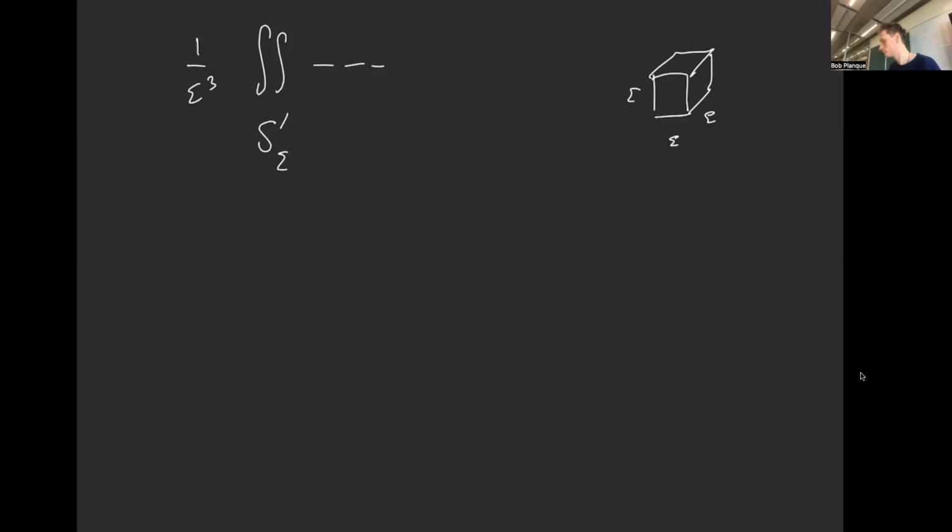A ball. Very good. And then it would not be 1 over epsilon cubed because, of course, that's not the surface area, but it's 6 epsilon squared for the surface area. It's not the volume, it's the surface area. Good point.